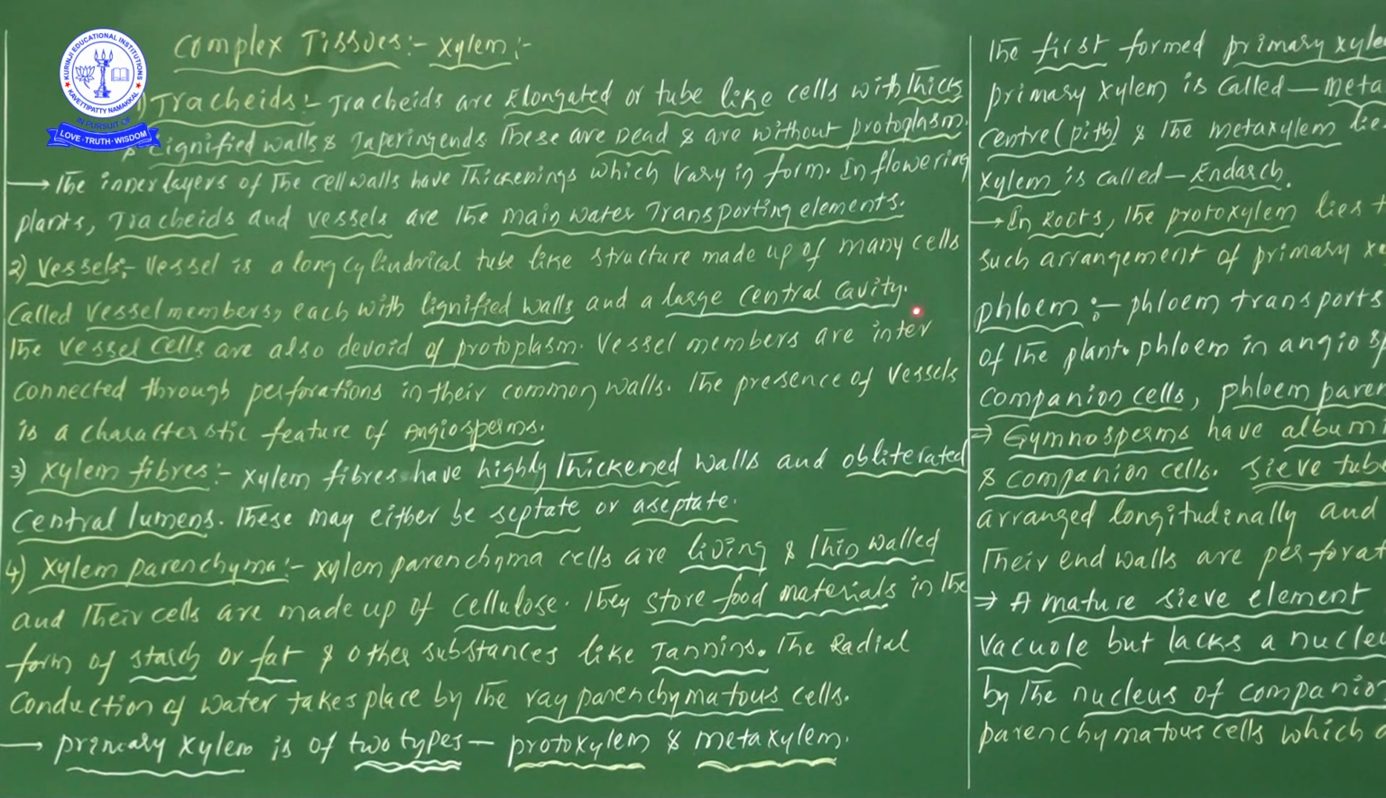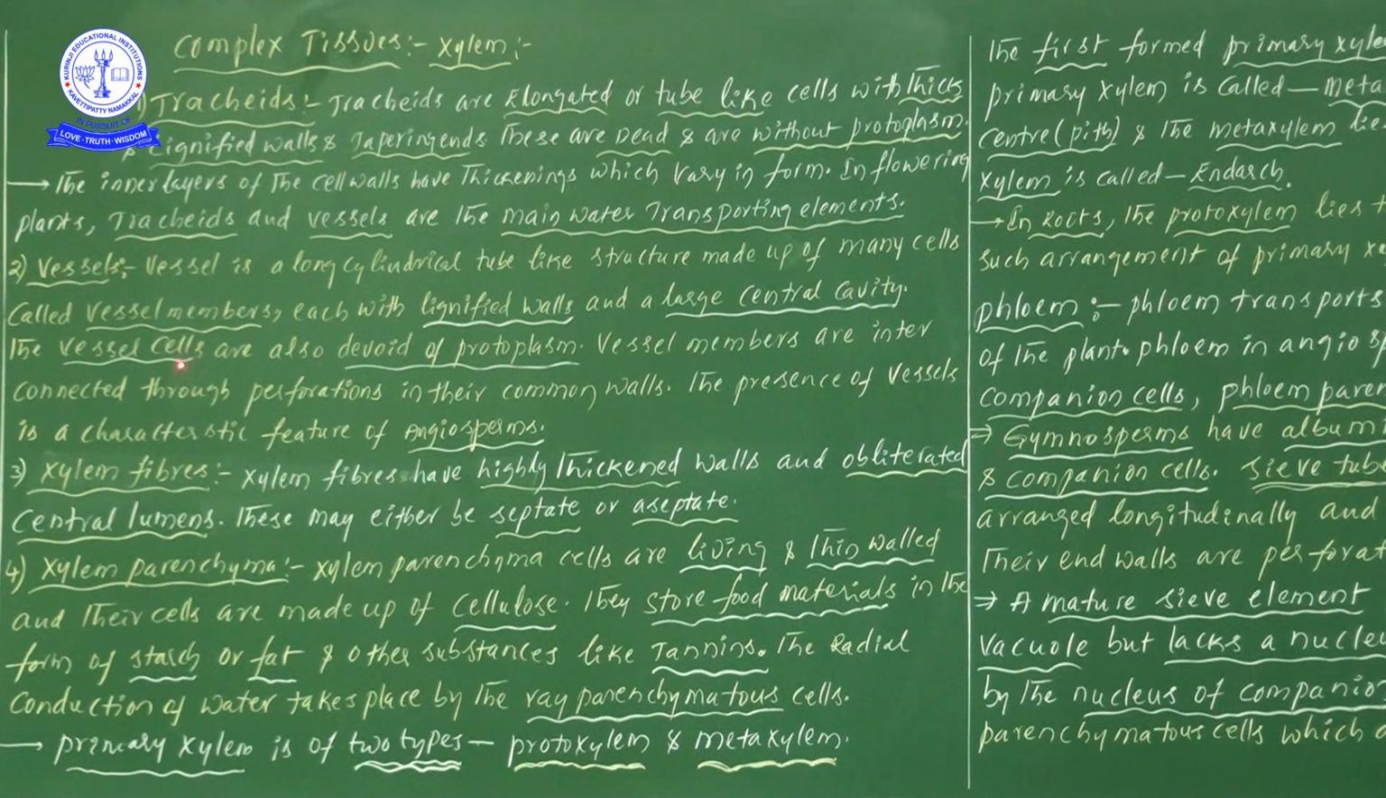Okay, I have seen this bit in previous papers, that's why I am giving it to you. In vessels, a large central cavity is present, meaning the empty space within the cells of the vessels will be more than in the tracheids. Try to remember this point, as a difference we can use to differentiate them. Next one, vessel cells are also devoid of protoplasm.